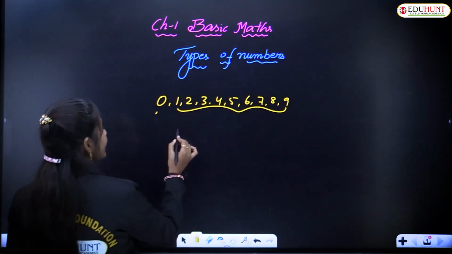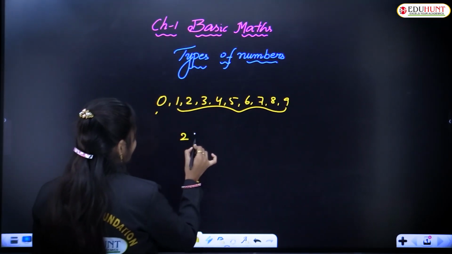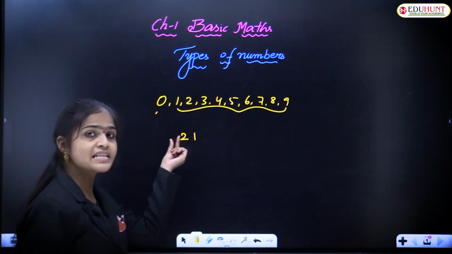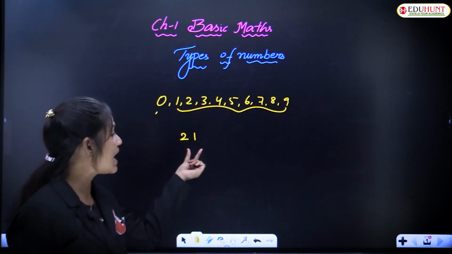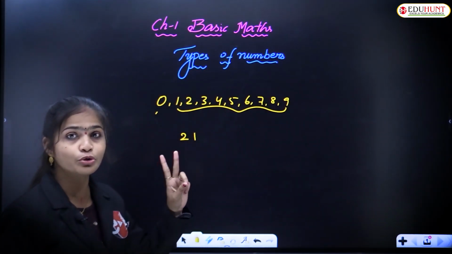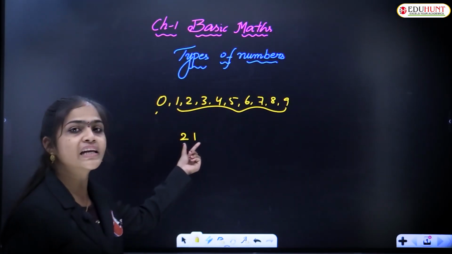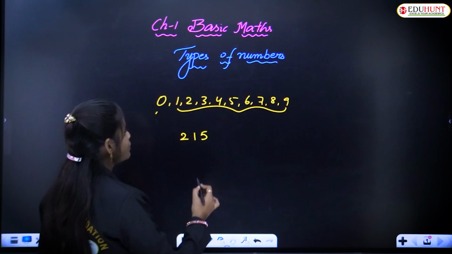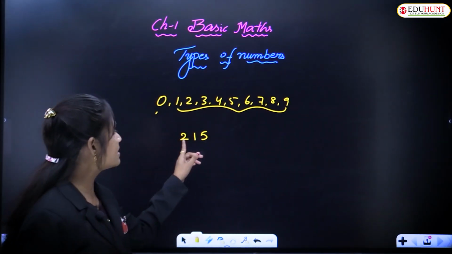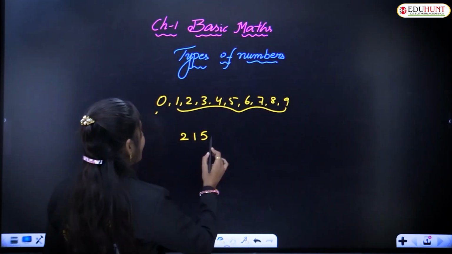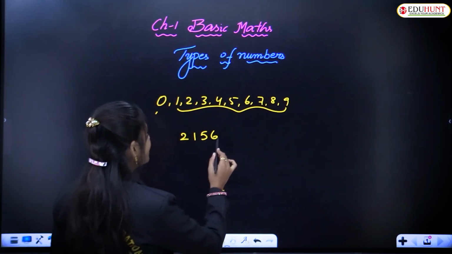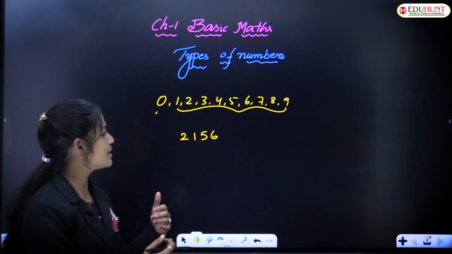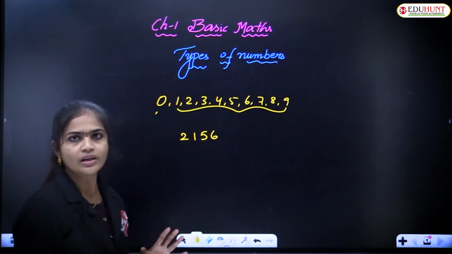If we make it with 2 places, let it be 2 and 1, then by using these 2 digits I formed a number which has 2 places, so we call this a 2 digit number. If I take one more digit, that is 5, this is a 3 digit number, and here this is a 4 digit number. If you increase the number of digits, we call it a 5 digit number, 6 digit number, 7 digit number, whatever it may be.